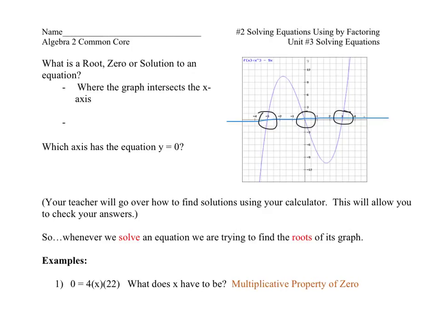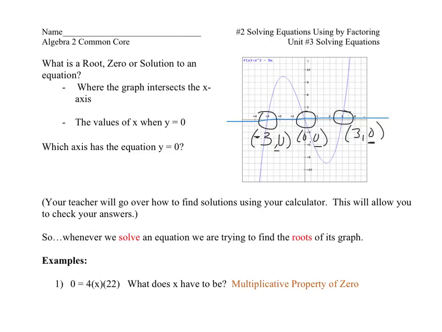So when they hit the x-axis, the coordinates for the solutions are (-3, 0), (0, 0), and (3, 0). Notice that the y-coordinate for each one of these coordinates is 0. So because all of the coordinates are 0, that's another way to think about how you're solving. You are solving to find all the values of x when y equals 0.